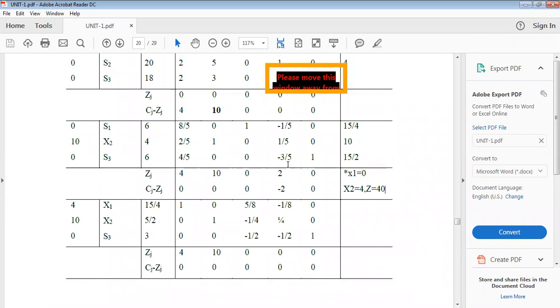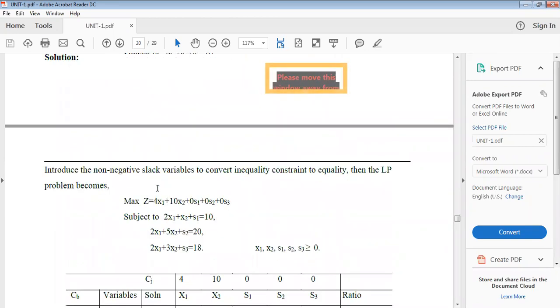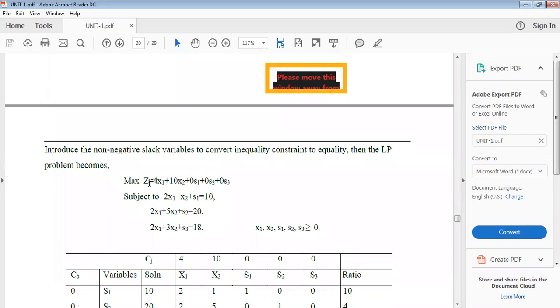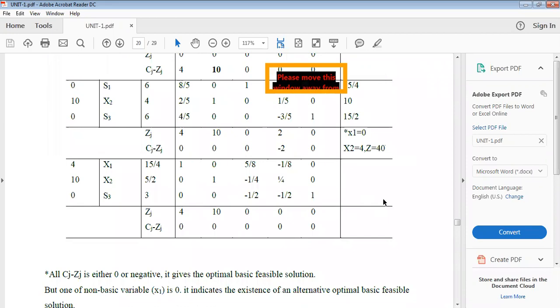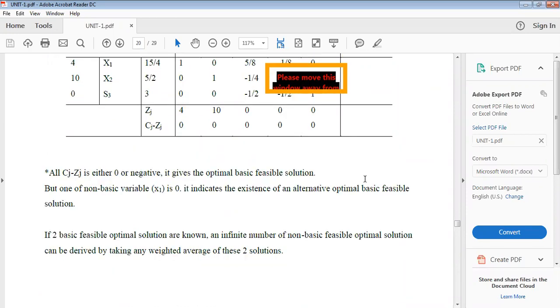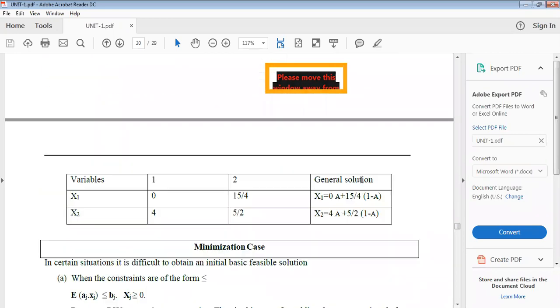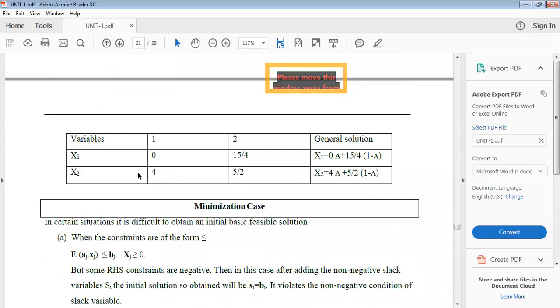Previously, it was x2 is equal to 4 only, and x1 is equal to 0. Whereas now in this particular problem, after iteration of this, x1 is equal to 15 by 4 and x2 is equal to 5 by 2. If you substitute these values in the initial optimization equation, 4x1 plus 10x2, you have to identify what is the z value. So here you are getting one more z value, and this is the initial z value, and like this, two alternative solutions.